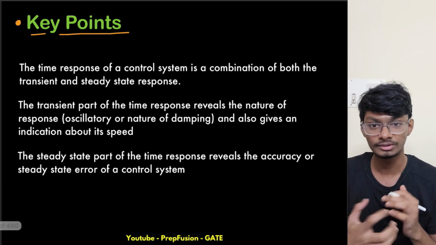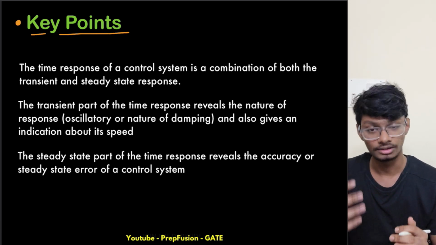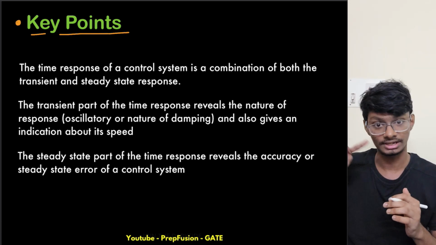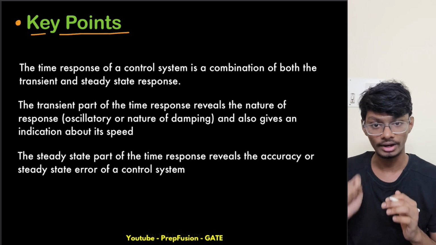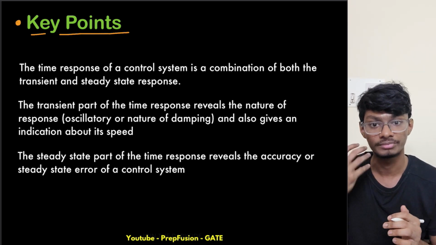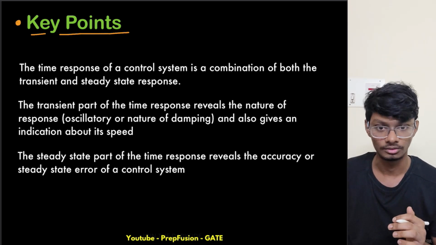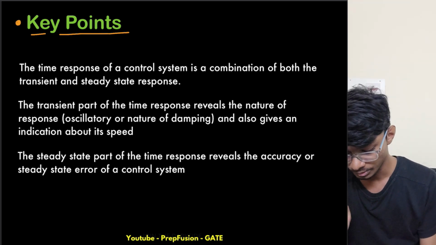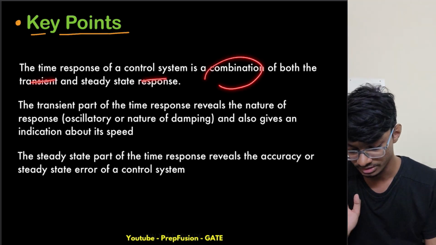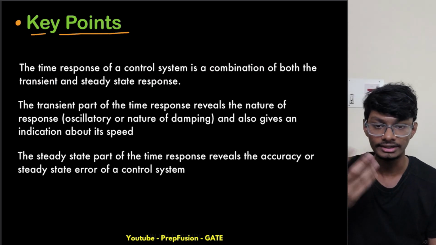Starting the summary with basic theory points, I wrote all these points at the starting of this chapter, and now I think you will understand what I meant by them when I wrote them. So what is the first point? The time response of a control system is a combination of both transient and steady state. We got it, right? Why transient?